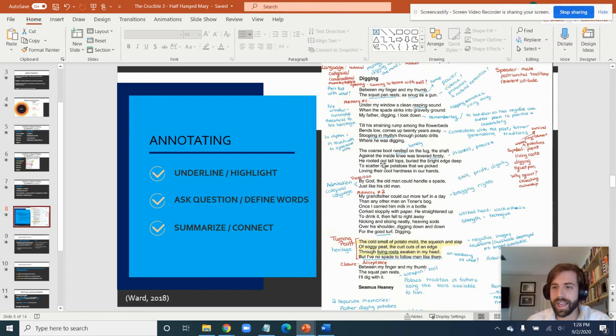So here's an example of annotation if you were doing it handwriting. And you can see this, whoever was reading this poem was doing an excellent job of just making connections and asking questions and defining words, highlighting important passages as they were going. So obviously this will look a little bit different since most of the work that we're going to be doing isn't going to be on physical paper.